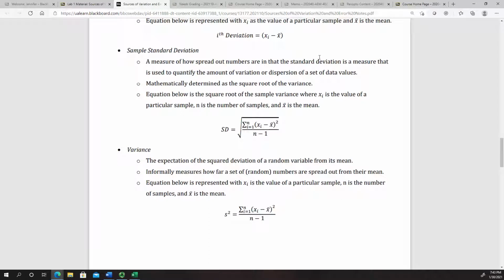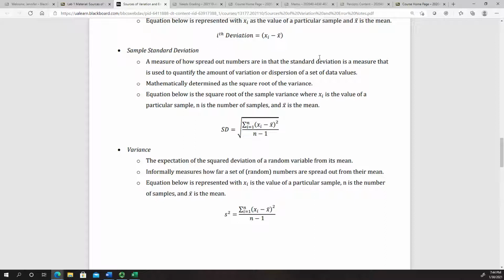So the two that are kind of more mathematically intensive are the sample standard deviation and the sample variance. So there's sample standard deviation, and then there's population standard deviation, as well as sample variance and population variance. There are also a couple more ways to represent those, but those are the two that we're looking at in terms of this particular case.